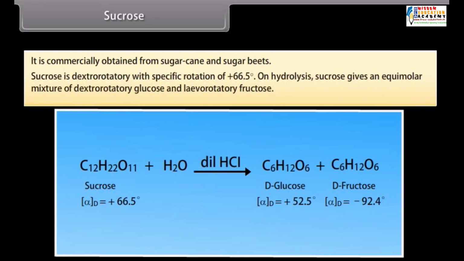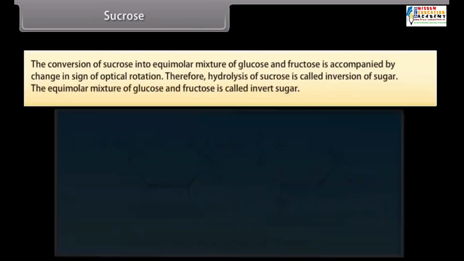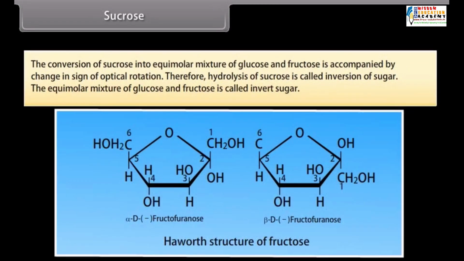Sucrose is dextrorotatory with specific rotation of plus 66.5 degrees. On hydrolysis, sucrose gives an equimolar mixture of dextrorotatory glucose and levorotatory fructose. The conversion of sucrose into an equimolar mixture of glucose and fructose is accompanied by change in sign of optical rotation. Therefore, hydrolysis of sucrose is called inversion of sugar. The equimolar mixture of glucose and fructose is called invert sugar.